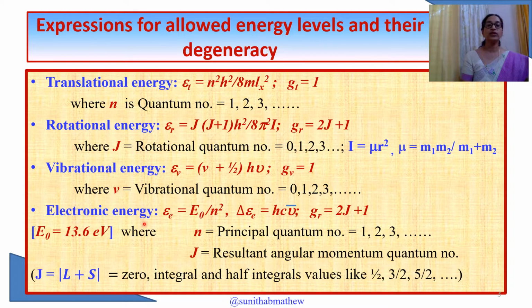Now for electronic energy, the expression can be taken as delta E is equal to h nu, or nu can be written as c nu bar, so delta E is equal to h c nu bar. Here the degeneracy is equal to 2J plus 1. Here J is the resultant angular momentum quantum number, which is determined by the Russell-Saunders coupling, L plus S.